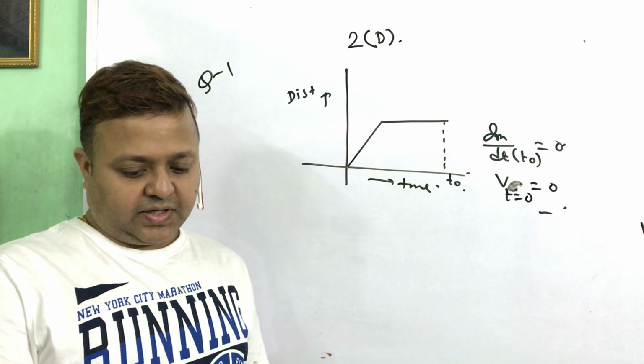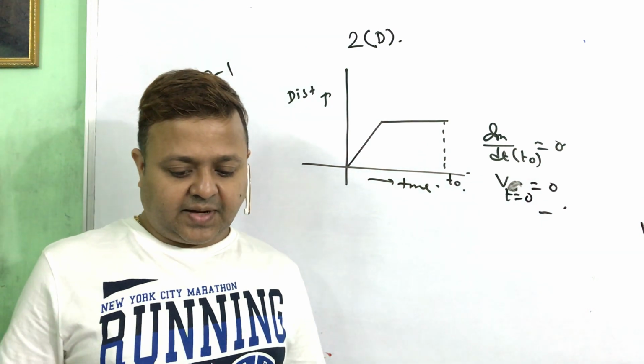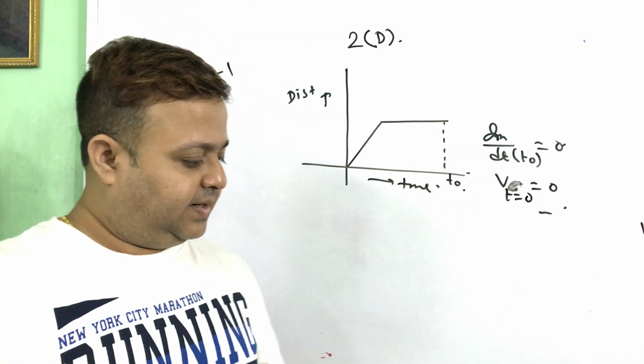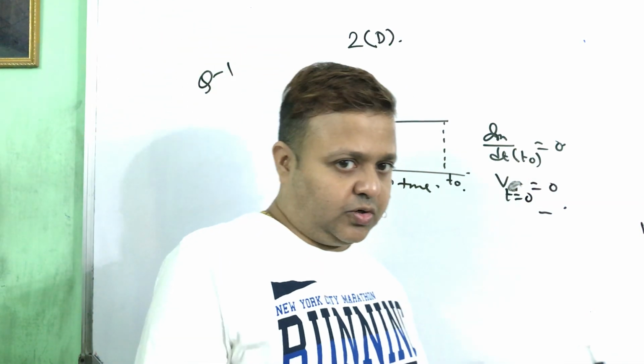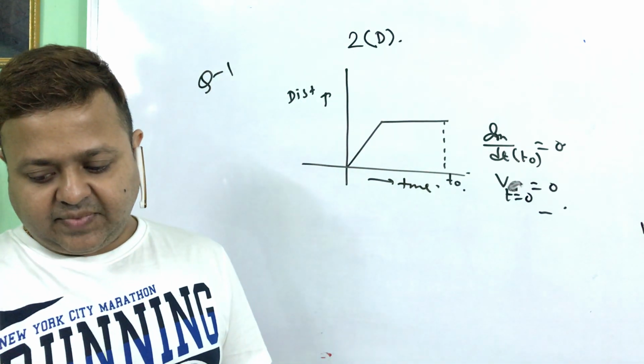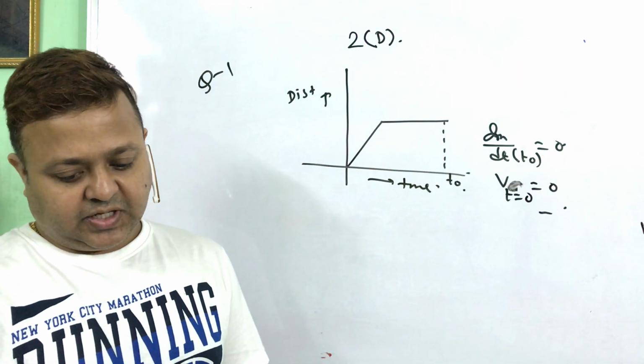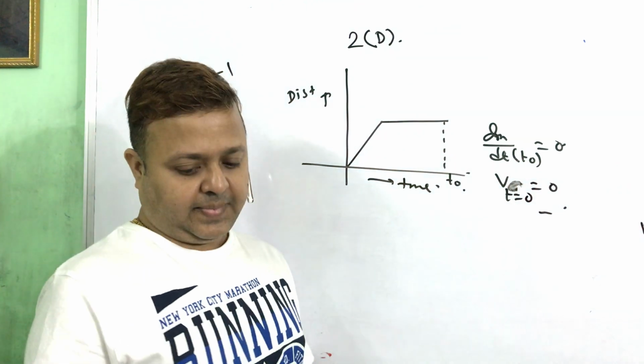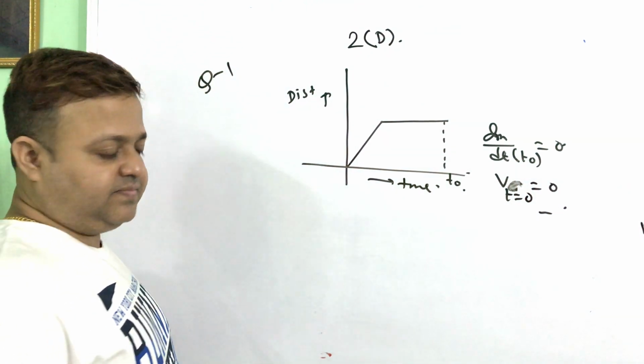Okay. Now question number 2. Which of the following distance time graph is correct? Distance cannot be negative, so the slope of the distance time graph can never be negative. So the answer is B.